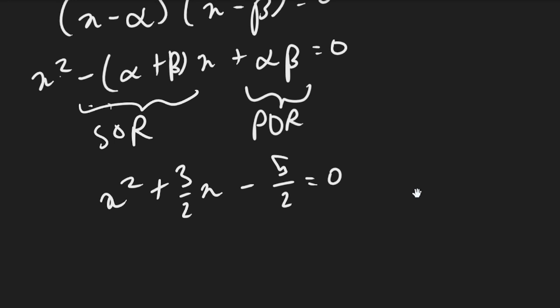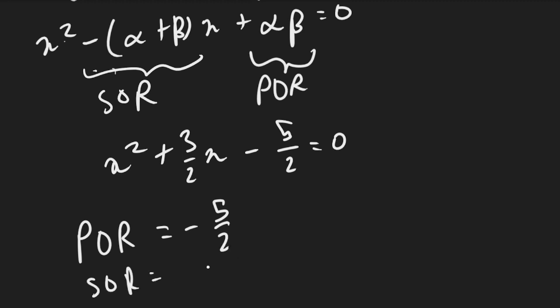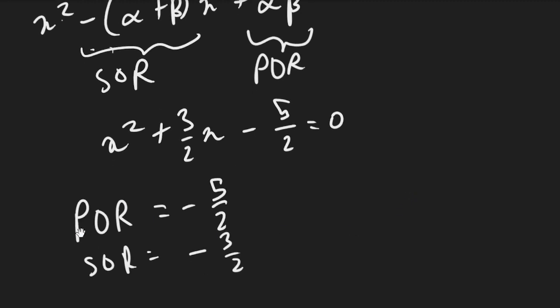So from here, what are the SOR and POR? Let us compare these two. We notice that the POR, the product of roots, is negative 5 over 2, whereas the SOR is negative 3 over 2, because it is alpha plus beta with a negative in front, but here we have the positive. So the sum alpha plus beta must be negative so that the coefficient of x to the power of 1 is 3 over 2, positive. Okay, so we already have our SOR and our POR.